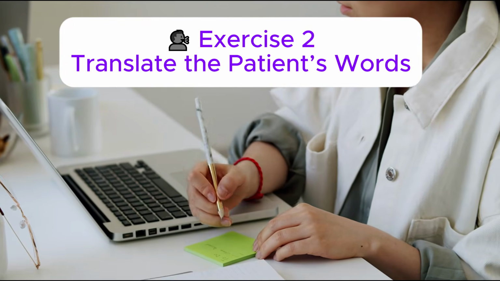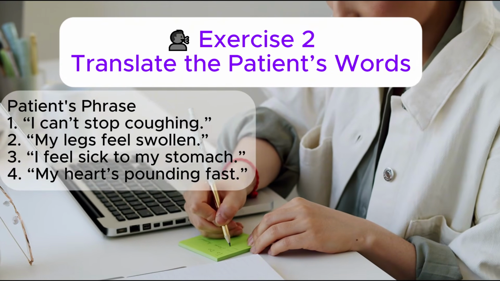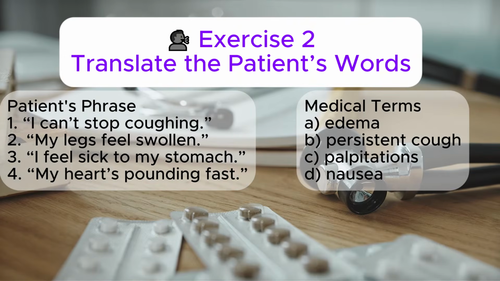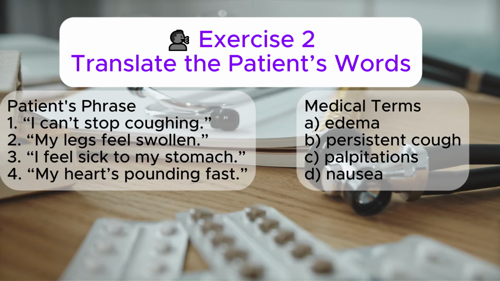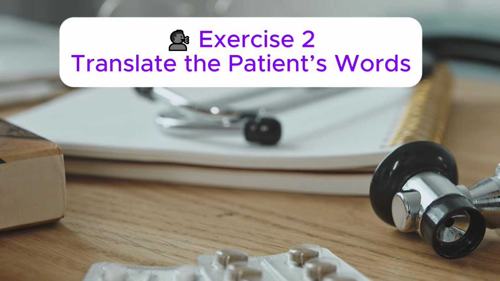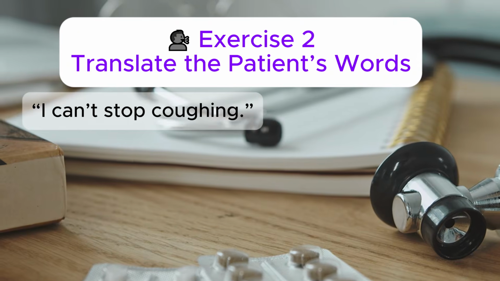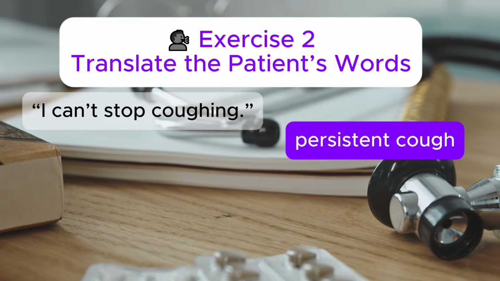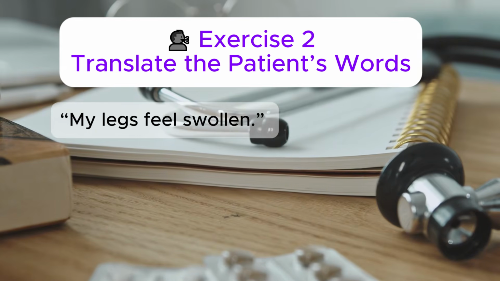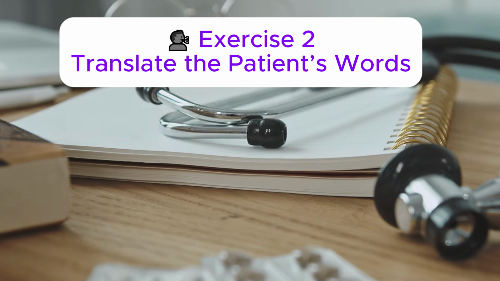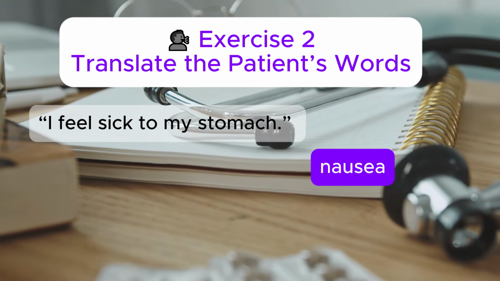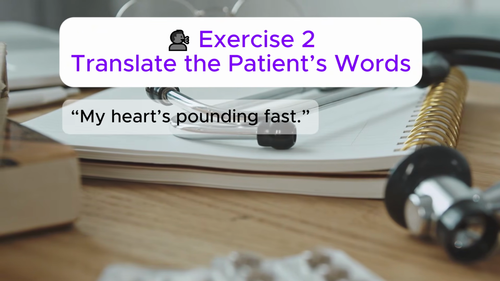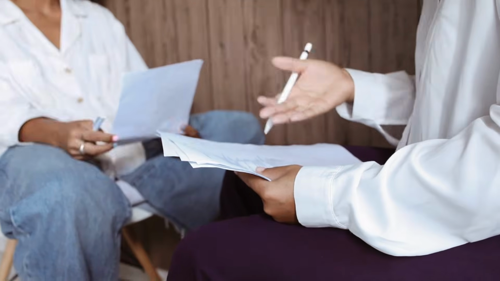Exercise 2. Translate the patient's phrase. Match the patient's phrase to the medical term. "I can't stop coughing." "My legs feel swollen." "I feel sick to my stomach." "My heart's pounding fast." So, patient says, "I can't stop coughing," meaning persistent cough. "My legs feel swollen," means edema. "I feel sick to my stomach," means that the patient is nauseous. "My heart's pounding fast," speaks of palpitations.